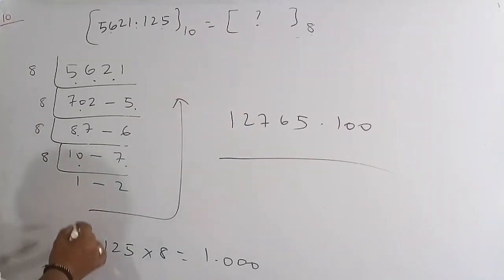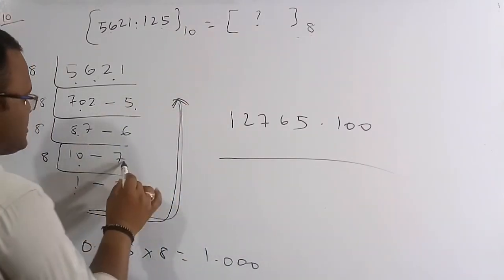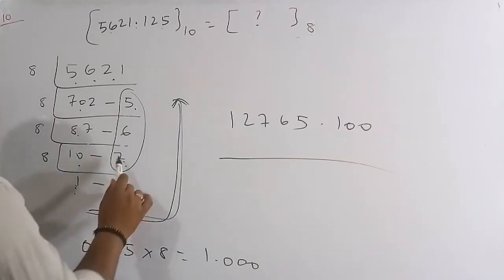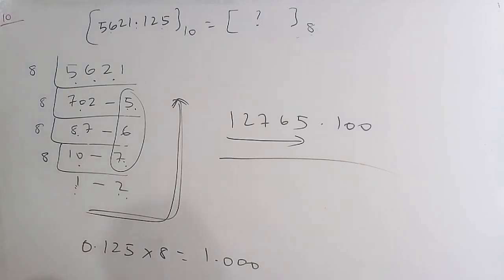So you have to take them in this manner. You take only the remainder values: 1, 2, 7, 6, 5. So therefore, reading in this manner, 1, 2, 5, 6, 7. So you got this one.